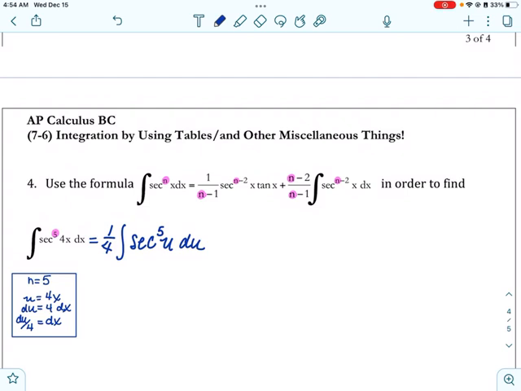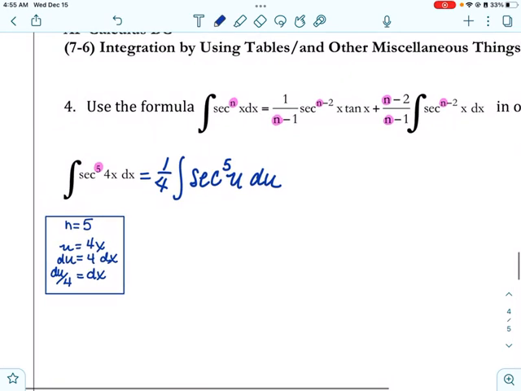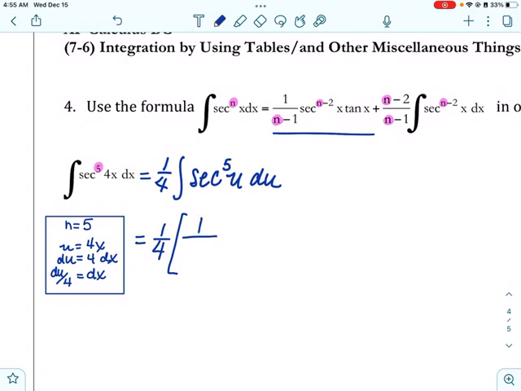So then since n is equal to 5, I'm going to carry that 1/4 out front. This is going to get long pretty quickly, so I think I'm going to bring it down here. Okay, so it's equal to 1/4 times, for the first part, watching for the n power, a 1 over 5 minus 1, which is 4. Then it's secant to the 5 minus 2 power, so secant cubed x, and then just tan x.